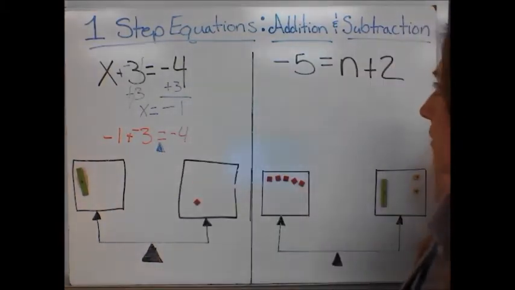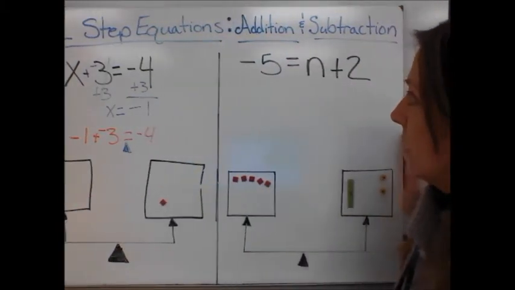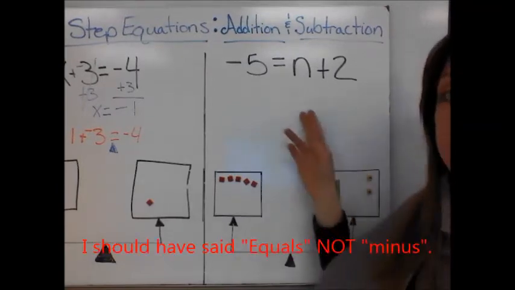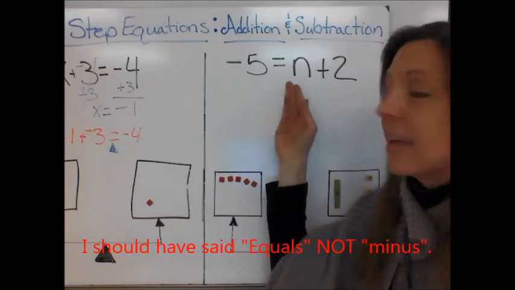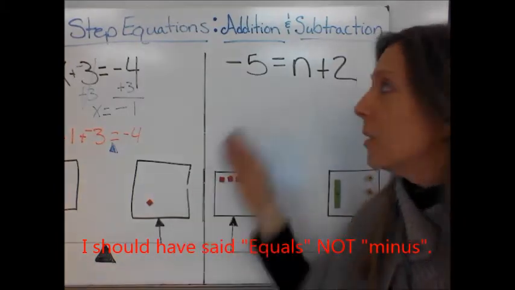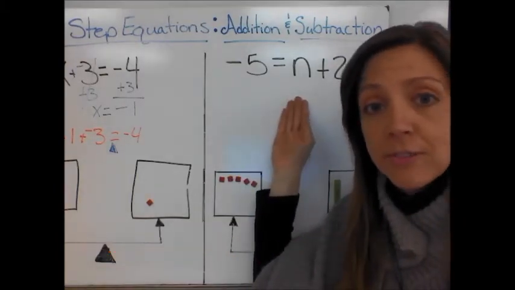Let's go over here and take a look at this one. Negative 5 equals negative n plus 2. Again, I'm trying to get the variable alone. The variable happens to be on the right side of the equation this time.